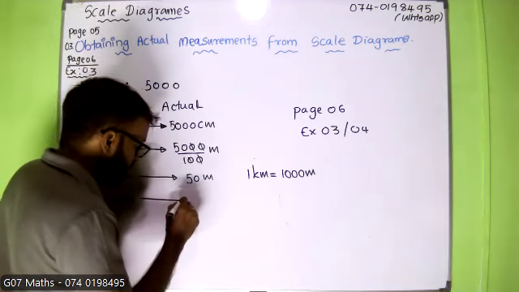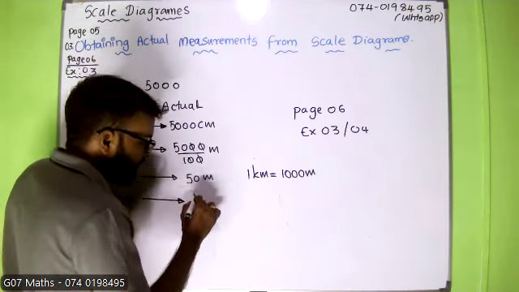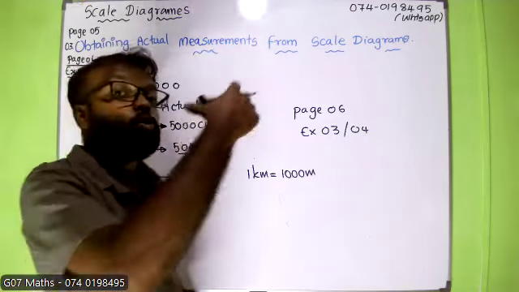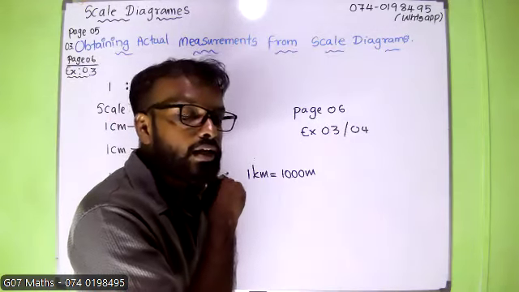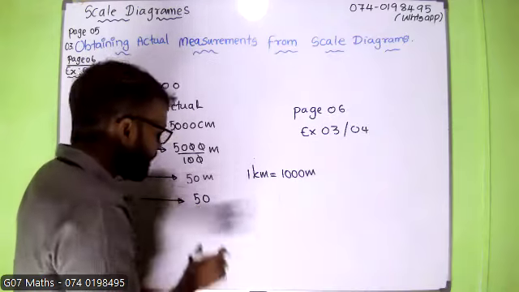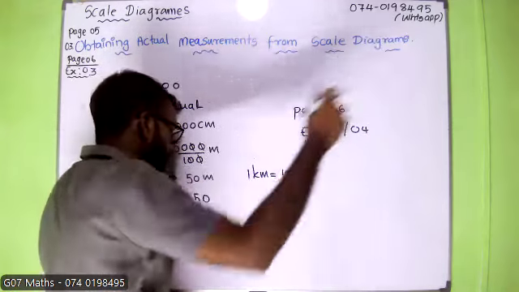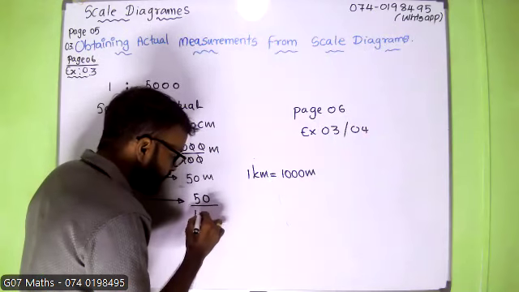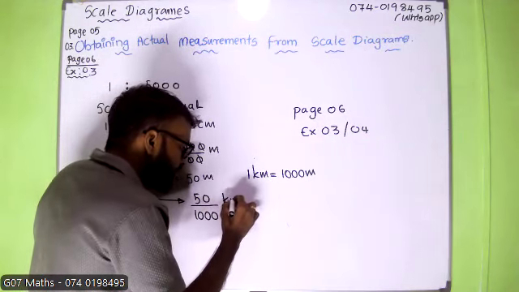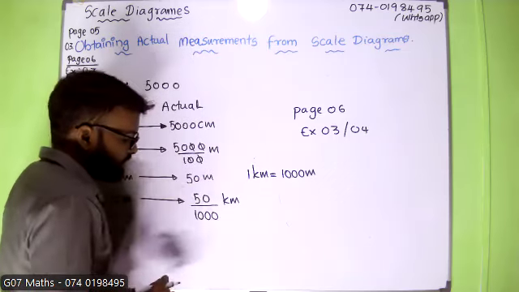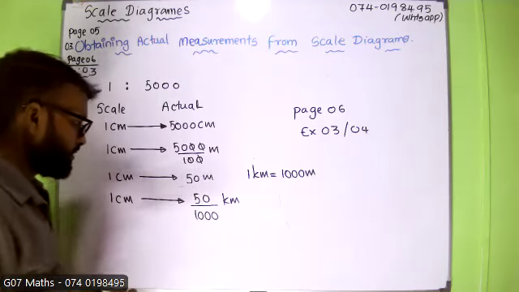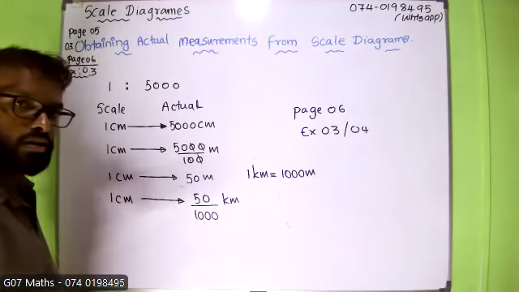1 centimeter. Right? Here you have 50. If you want to convert meters into kilometers, you have to divide it by 1000. Right? Make a relationship. This is the relationship. 50 meters into kilometers, you are going to divide by 1000, so that you can convert meter into kilometer. So you need to simplify this one.